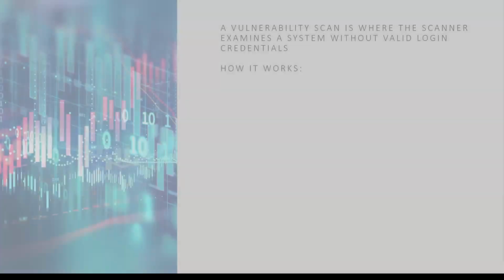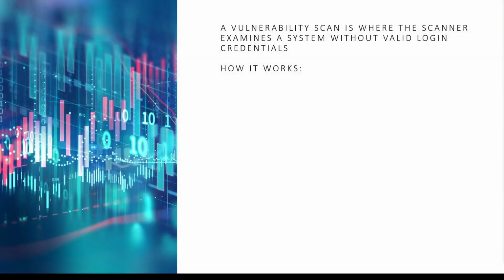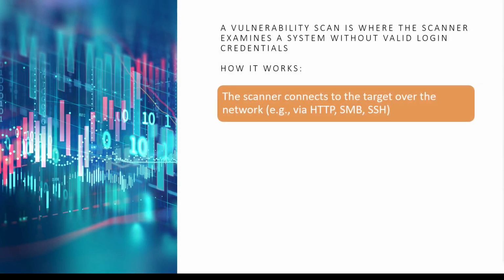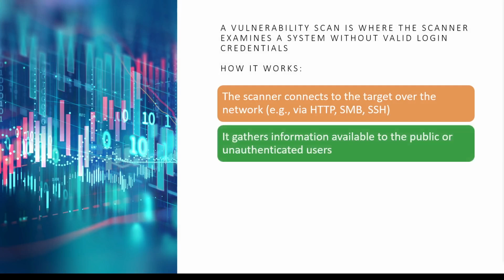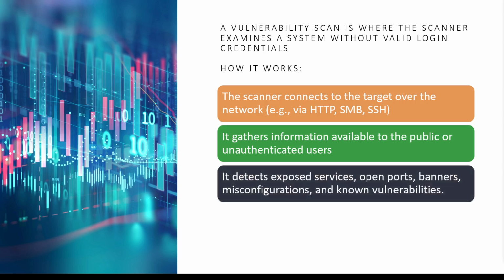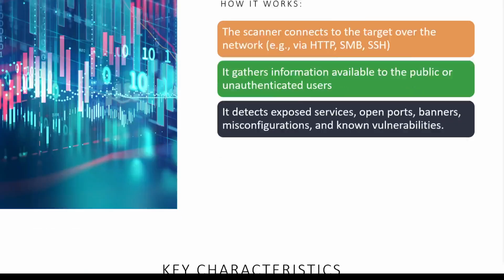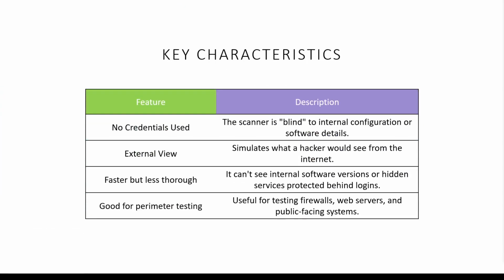An unauthenticated vulnerability scan is where the scanner examines a system without valid login credentials. And so how it works is the scanner connects to the target over the network via HTTP, SMB, SSH. It gathers information available to the public or unauthenticated users, and it detects exposed services, open ports, banners, misconfigurations, and known vulnerabilities. Now we're going to look at some key characteristics of this particular scan.